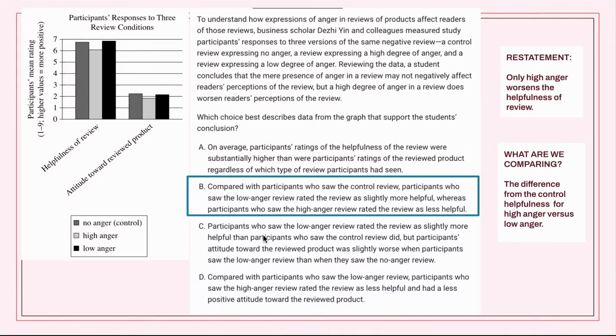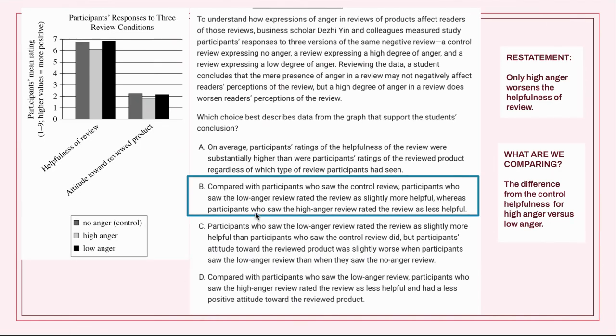C: participants who saw the low anger review rated the review as slightly more helpful than participants who saw the control review did. That's true. But participants' attitude towards the reviewed product was slightly worse when participants saw the low anger review than when they saw the no anger review. Okay, so this one isn't even mentioning high anger, so that's your first red flag. Honestly, I think the answer choices are a little confusing, but we can still eliminate it even if I don't totally understand it, right? It's talking about attitude toward the reviewed product again, and that's not relevant.